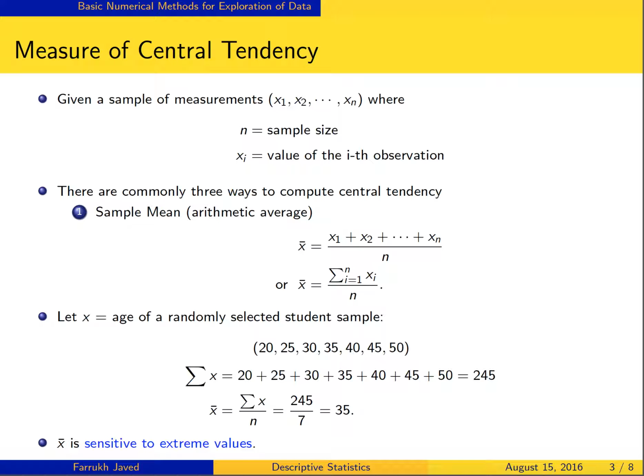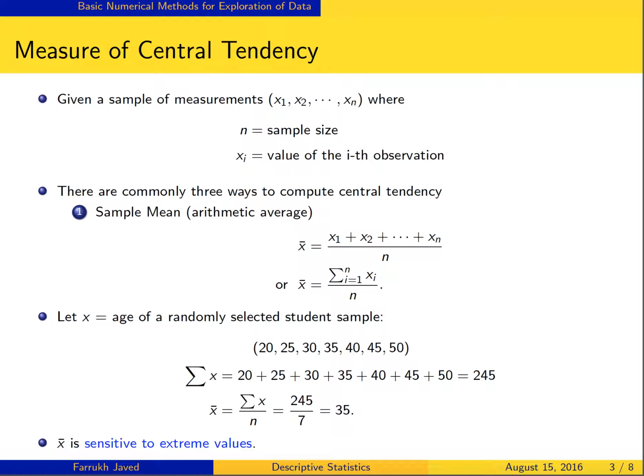So in terms of descriptive statistics, basic numerical methods for exploration of data, well, we start with measure of central tendency. And by measure of central tendency, in general, you can say the mean, the average, where the center lies of the data. Actually, this mean lets you know about the spread also, so to say, how far values are deviating from mean, where the mean is located for that particular data. So we start with measure of central tendency.